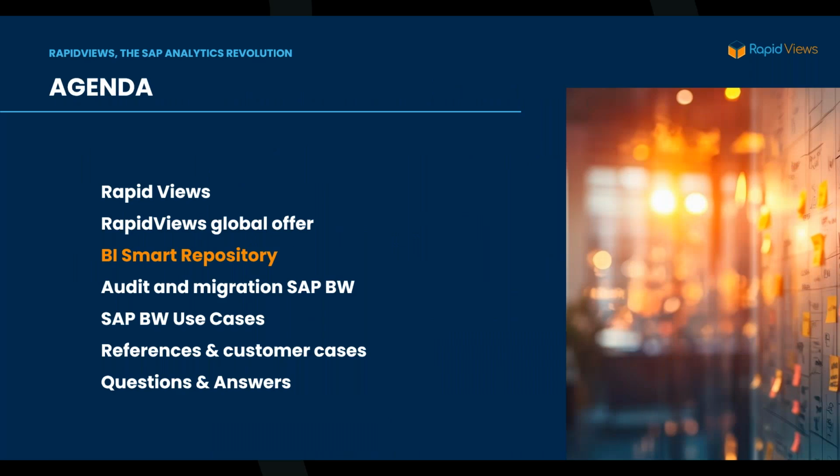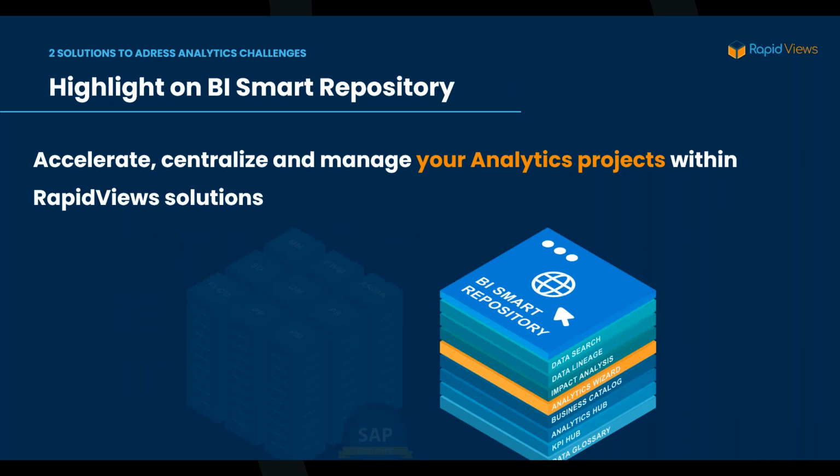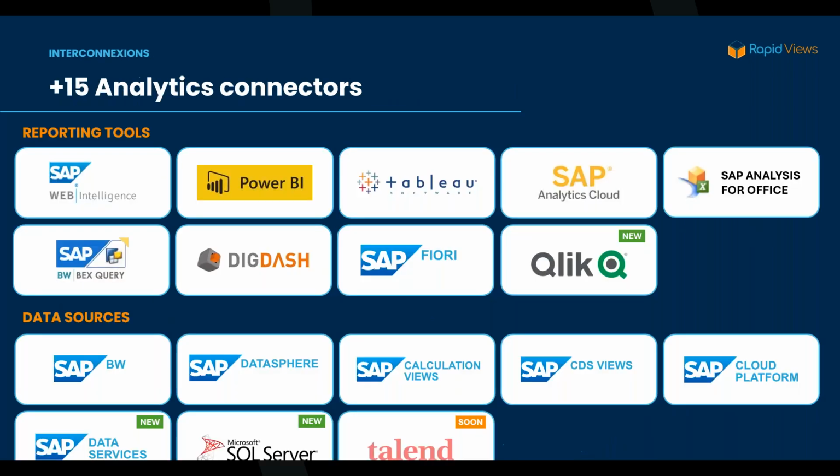So the focus today is the BI Smart Repository, with a particular focus on the BW connector. For the BI Smart Repository, this is how we position our products. We are a BI governance tool. We are not a data governance tool. We are not like Alation, Collibra, or Data Galaxy, for example. We are focused on analytics.